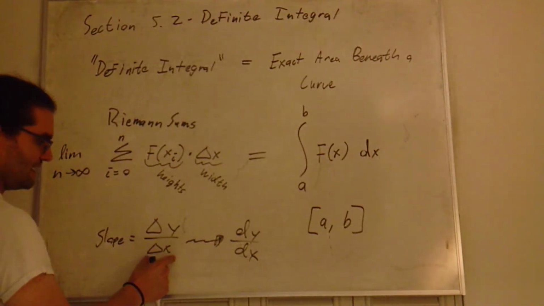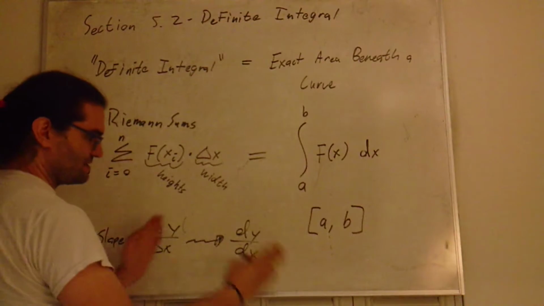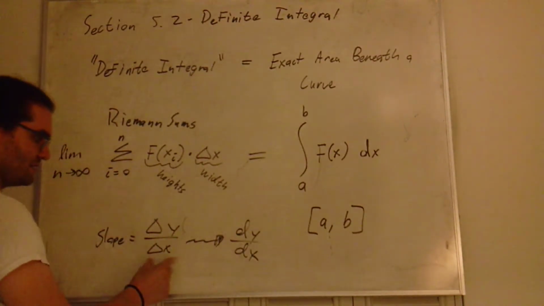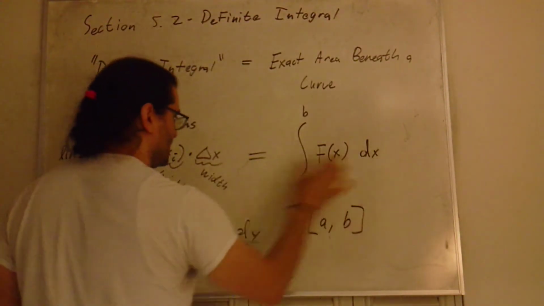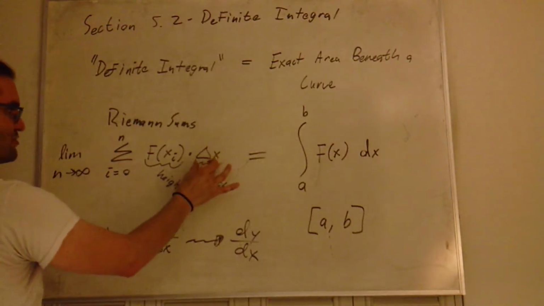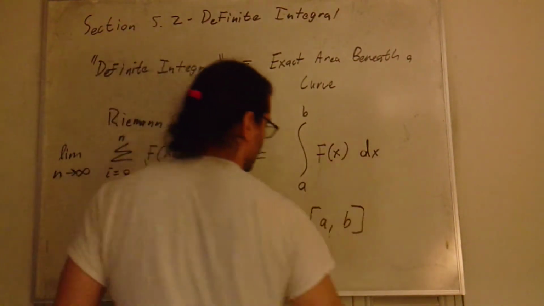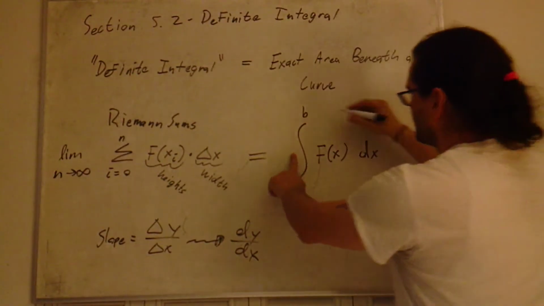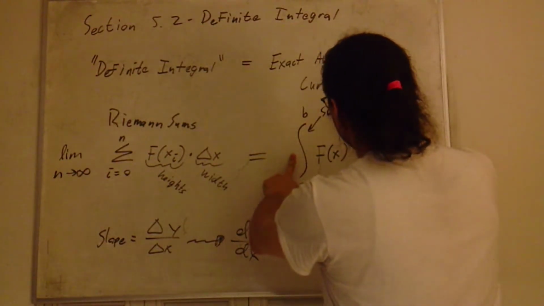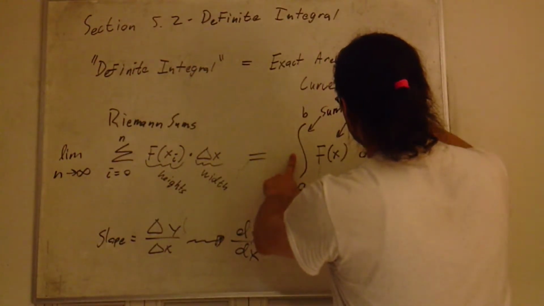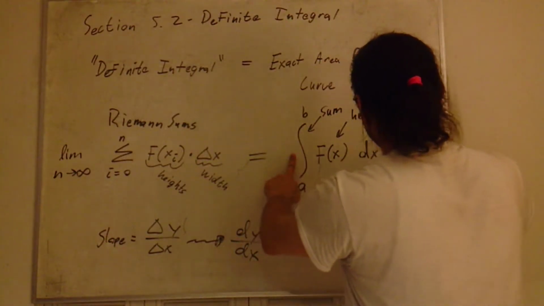Here our delta x shrunk infinitesimally and became a dx when the distance between 2 points got to nothing. So the same thing happens here. Our delta x is going to shrink to almost nothing and become a dx. This still means sum. This is still a height. This is still a width.